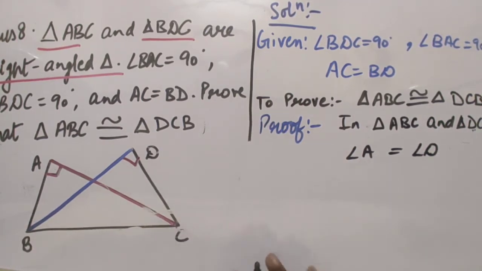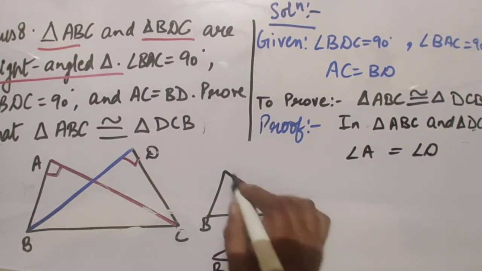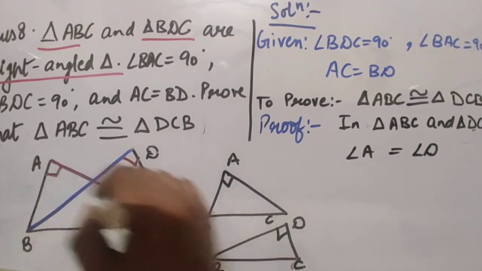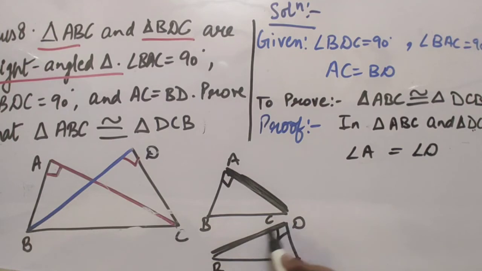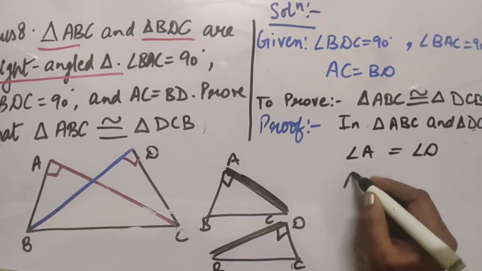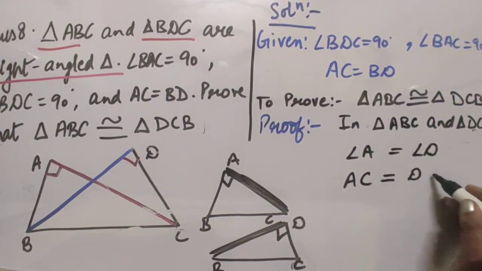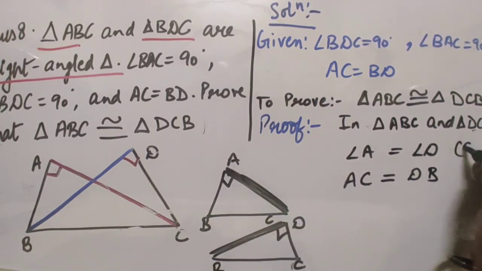If I show you, I can draw these triangles separately. A small triangle. This is DCB, and BCA, 90, 90. So angle A equals angle D. Another, AC is given, that AC is equal to DB. With A we have to write D, with C we have to write B. So AC equals DB.